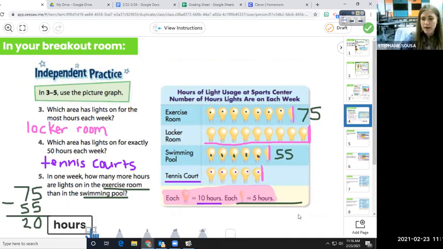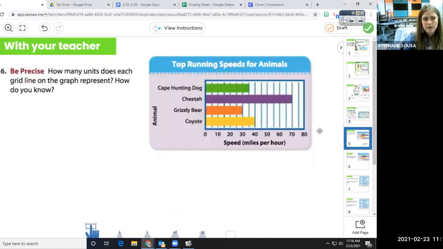Any questions on that? All right. I'm going to steal 4 minutes of your time. Oh, it said in your breakout room. I'm sorry, I got excited. We just kept going. 4 minutes of your time to look at slide 6, and then you are on to your independent work. Slide 6, it says with your teacher. How many units does each grid line on the graph represent? How do you know?